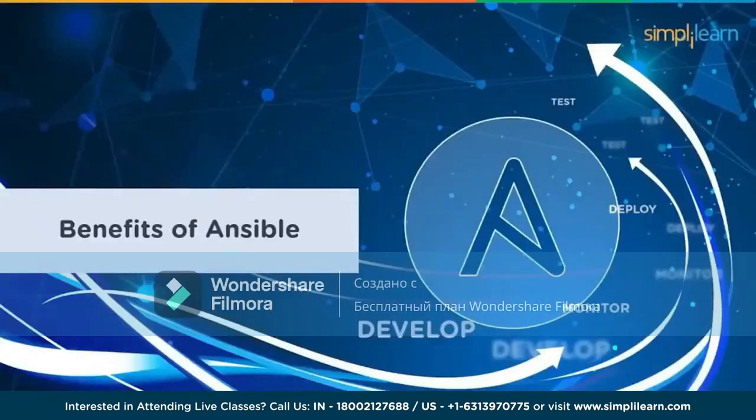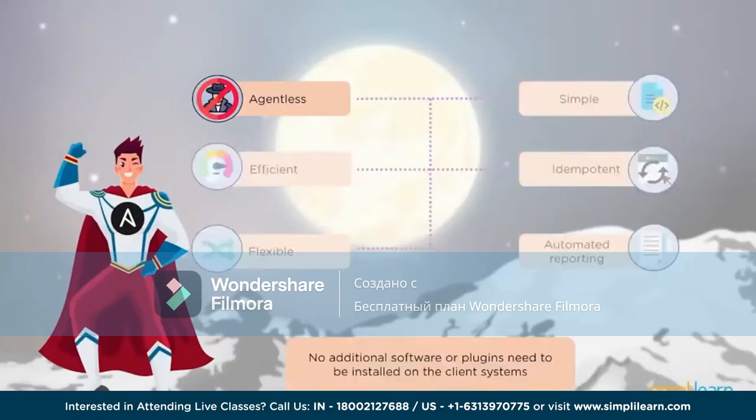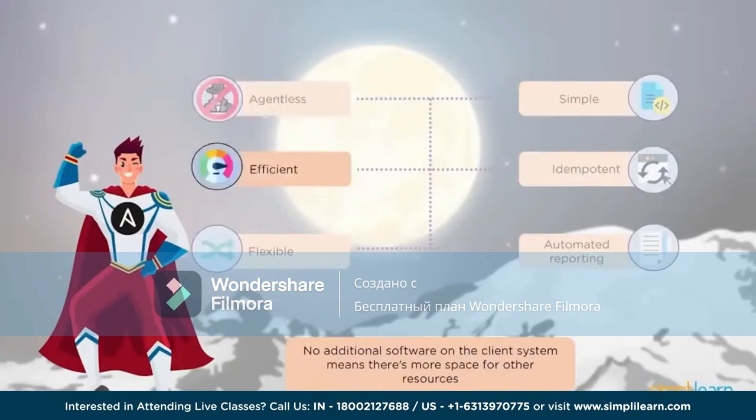So as I mentioned before, Ansible is currently the most trending tool in the market under the configuration management umbrella. So let's have a look at the various benefits of Ansible which gives it this position. Well, Ansible is agentless, it's efficient, it's flexible, simple, idempotent, and provides automated reporting. How does it do all this? Let's have a look at that. Agentless, as I already mentioned before, you require no supporting software or plugin installed on your node or the client system. So the master has complete control. And automatically this means that Ansible is more efficient because now we have more space in our client and node systems for other resources and we can get Ansible up and running real quick.